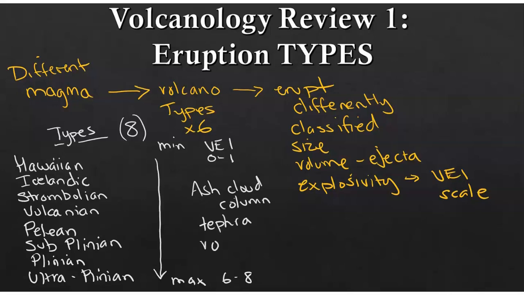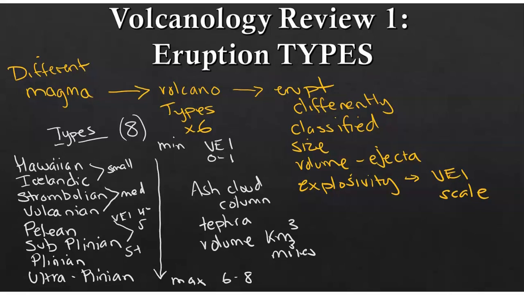tephra, obviously the volume, which is in kilometers cubed of ejecta. So Hawaiian and Icelandic are very small, medium violence, medium volcanic eruptions, subplinian, that's our VEI, 4 to 5, very large, anything above 5 plus, so 6 down to 8.